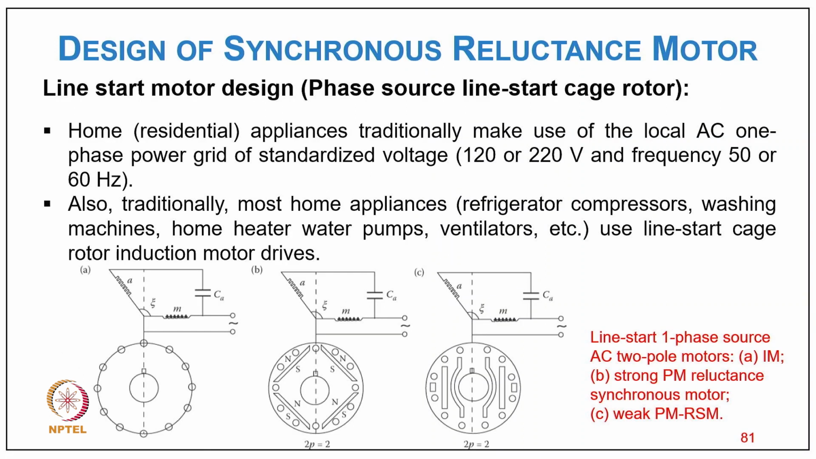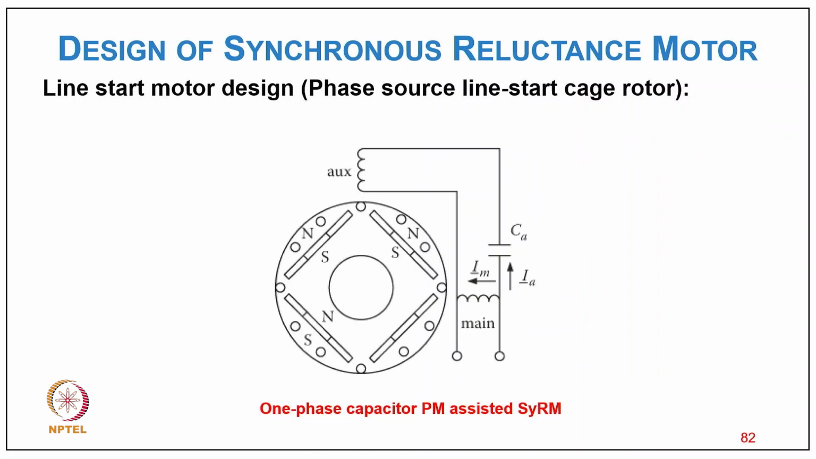So here typically we can say line start power source, line start at home. Typically residential appliances traditionally make use of the local AC one phase power of the standardized 120 or 220 volts and frequency of 50 or 60 Hz. Additionally, most traditional home appliances, refrigerator, compressor, washing machine, home heater, water pump, ventilator, use line start single phase rotor induction motors, right? Here you can see the line start single phase AC 2 pole typical induction motor, and then the strong PM reluctance motor and weak PM assisted reluctance motor.